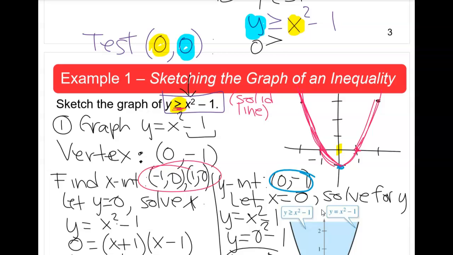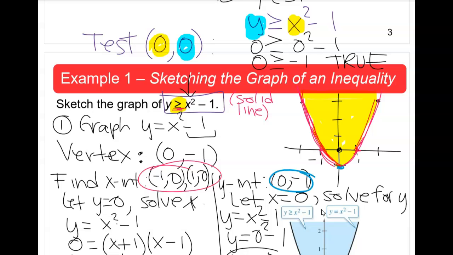So is 0 greater than or equal to 0 squared minus 1, or 0 greater than or equal to negative 1? So that's the question. What is bigger, 0 or negative 1? The answer is 0, because it's just bigger. It's on the right side of negative 1. So this is a true statement. What that means is that the region that we will be coloring will be the one that contains that point that we tested, (0, 0), because it gave us a true statement.